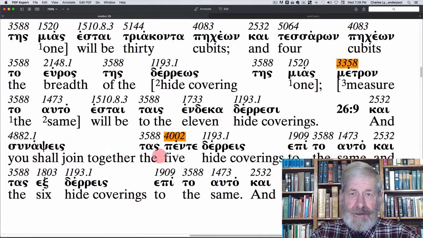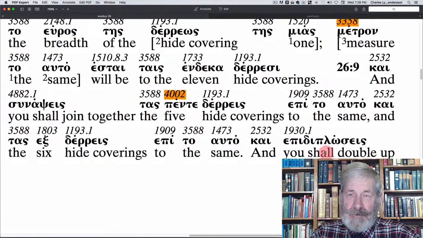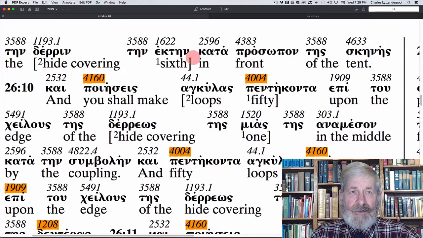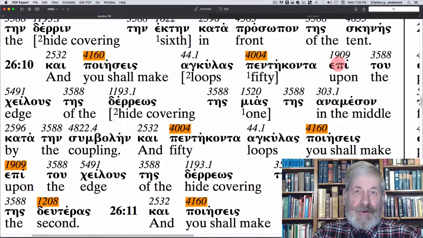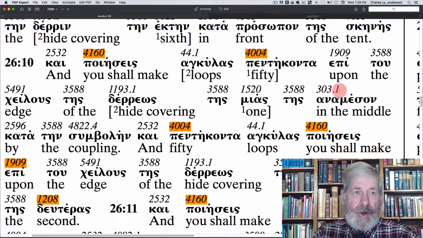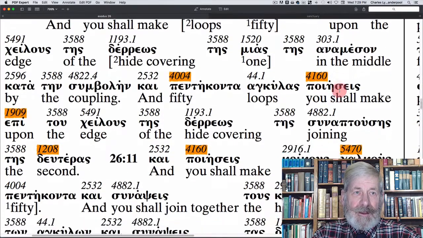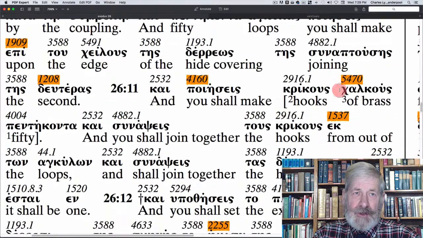And you shall join the 5 hide coverings to the same, and the 6 hide coverings to the same, and you shall double up the breadth. You shall double up the 6th hide covering in front of the tent. Now, if you understand all that, I'm glad. And you shall make 50 loops upon the edge of the one hide covering in the middle by the coupling, and 50 loops you shall make upon the edge of the hide covering joining the second.